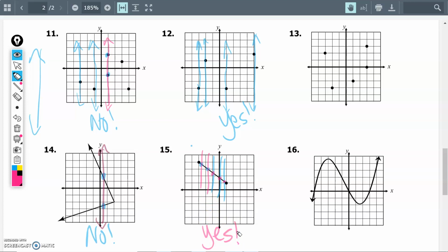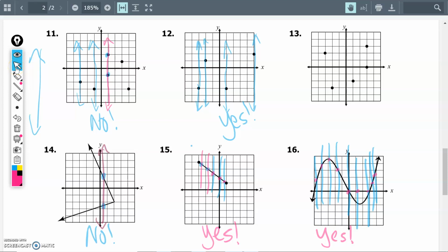It is a function. And then the last one, if we draw vertical lines throughout the graph, there is not a point where it crossed through more than once. So all of these just cross through once. So we would also say, yes, it's fine. This is a function.